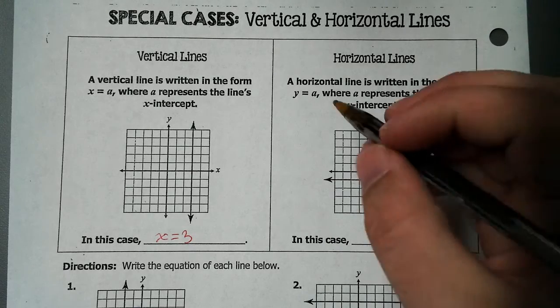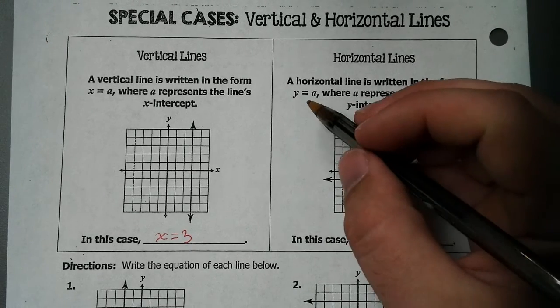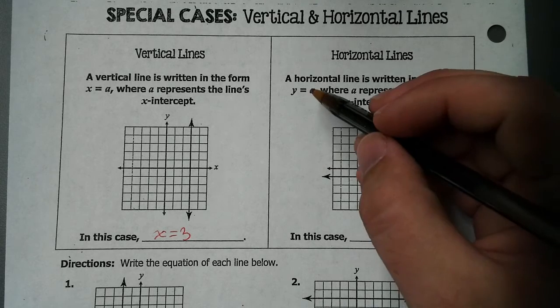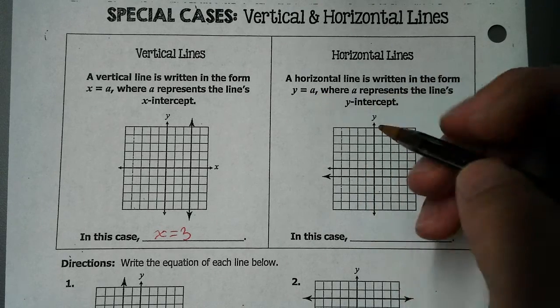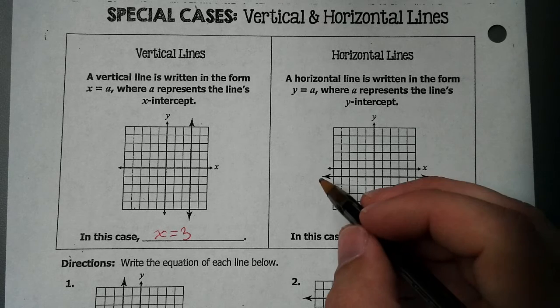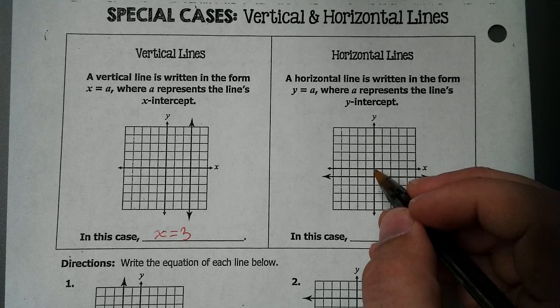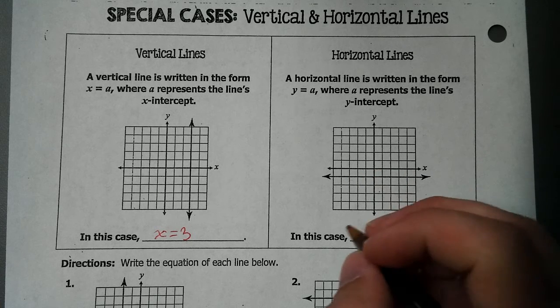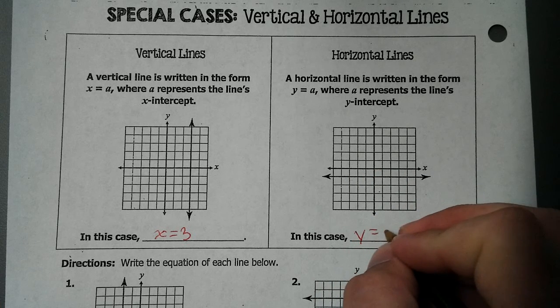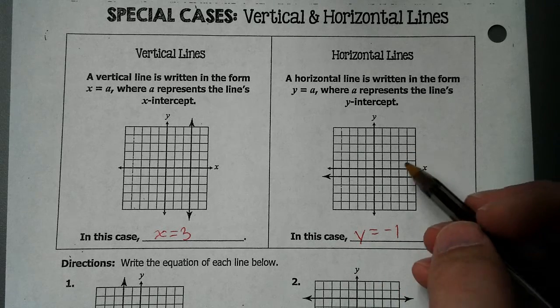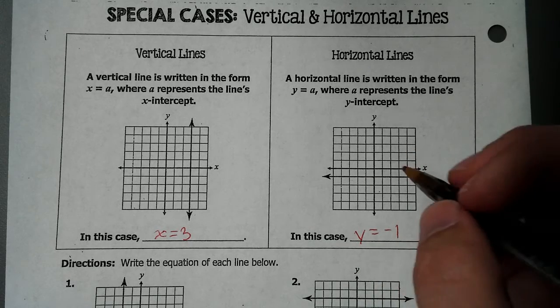Now, a horizontal line is a line represented in the form y equals a, where a represents the line's intercept. A just means it could be any number. So let's look at this one. The y value here, it crosses the y-axis, boom, at -1. So this is just y equals -1. And it's because every single point on there has a y value of -1.